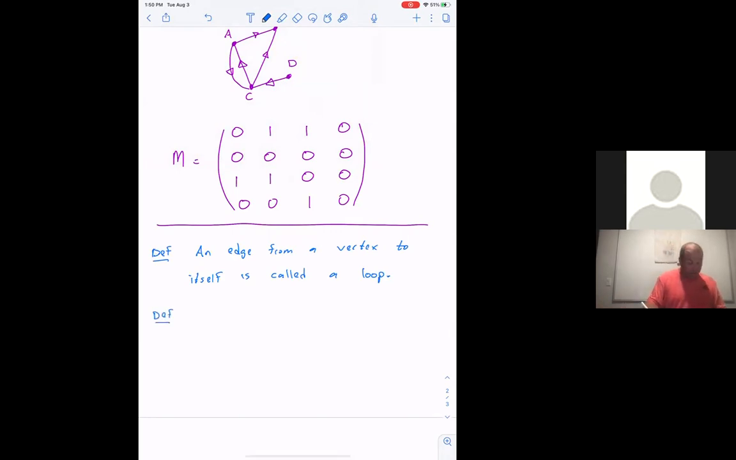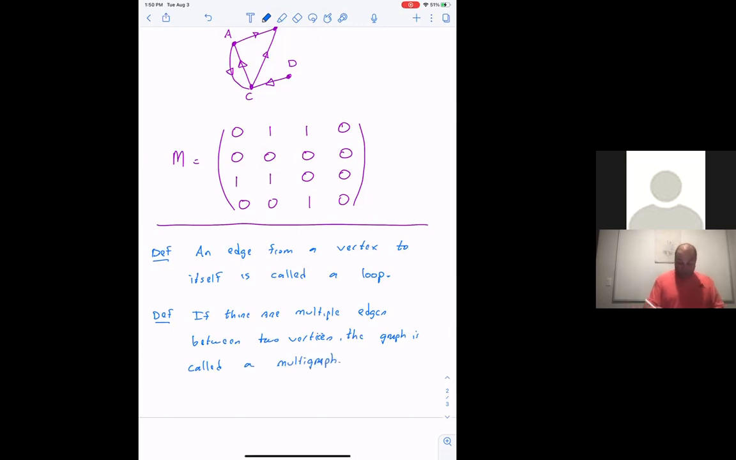Definition. If there are multiple edges between two vertices, the graph is called a multigraph. Definition: a simple graph has no loops or multiple edges.